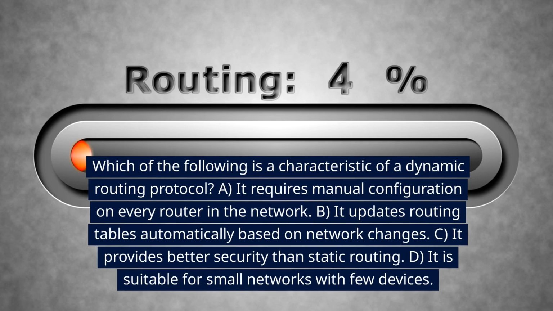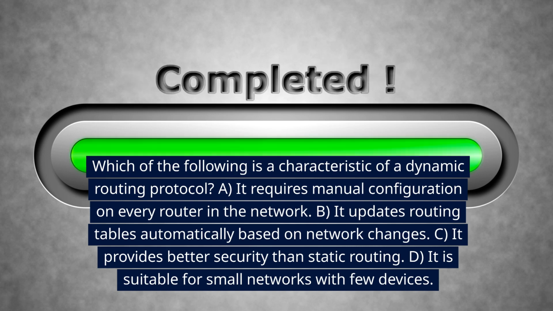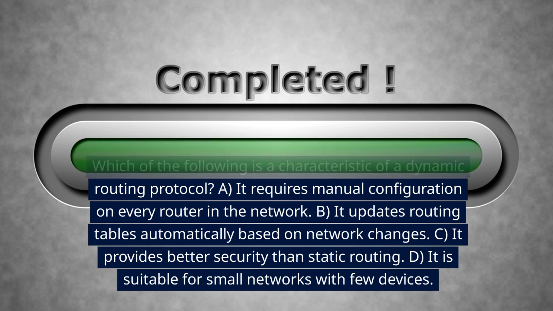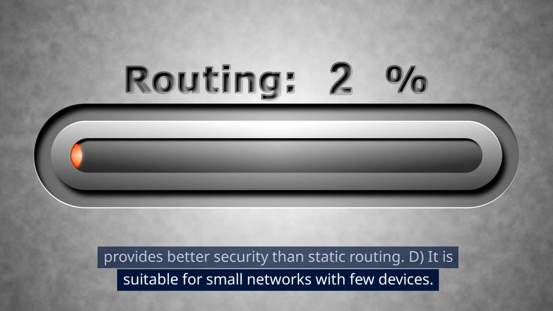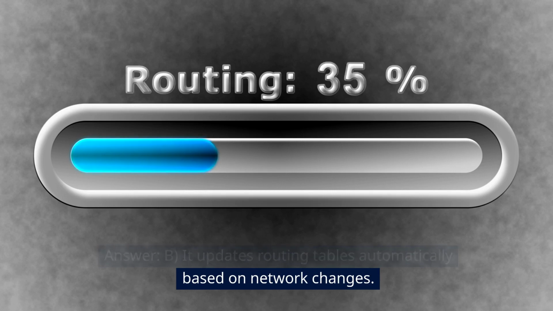Which of the following is a characteristic of a dynamic routing protocol? A. It requires manual configuration on every router in the network. B. It updates routing tables automatically based on network changes. C. It provides better security than static routing. D. It is suitable for small networks with few devices. Answer: B. It updates routing tables automatically based on network changes.